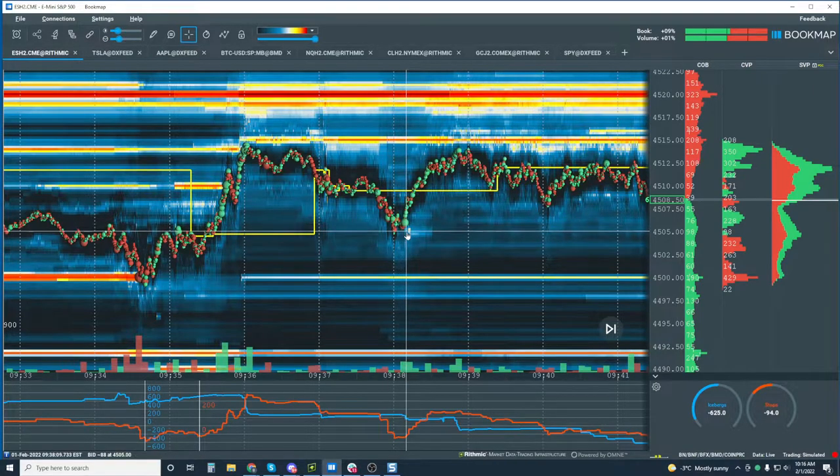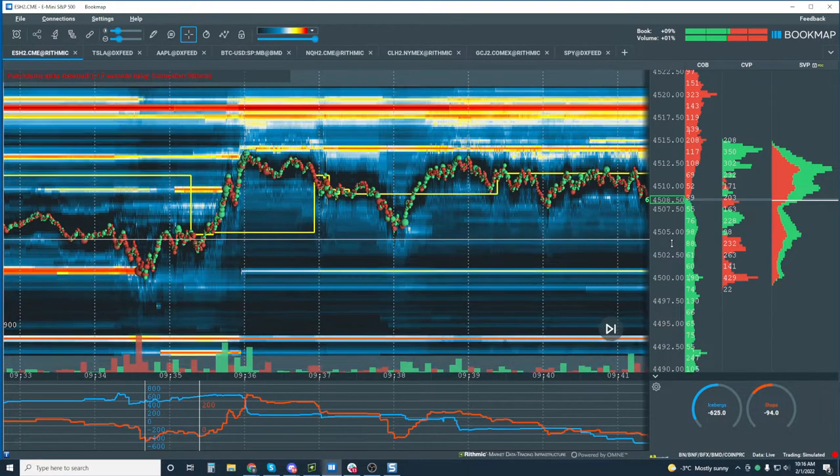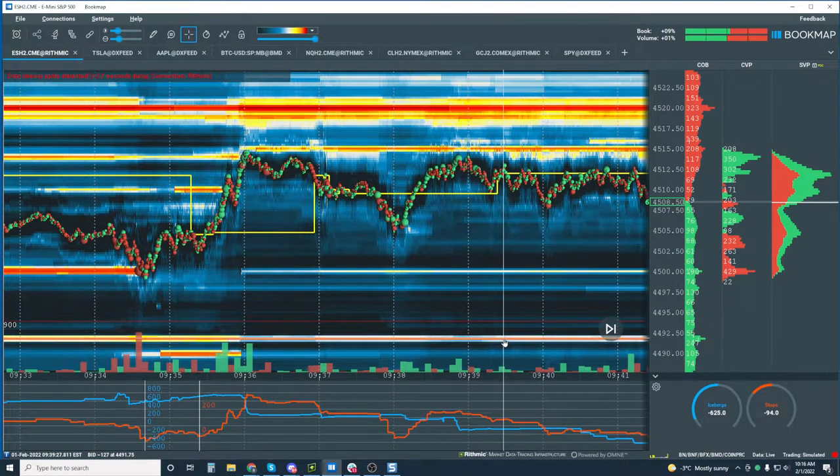So looking for sellers to try to push it through that area here and then come down to 4,500 and then maybe down to higher liquidity. And maybe it starts to trend, looking for this kind of 91 area, 92 area down here. All right. So these are the two scenarios to look for. The primary scenario would be for 4,520 to transact.